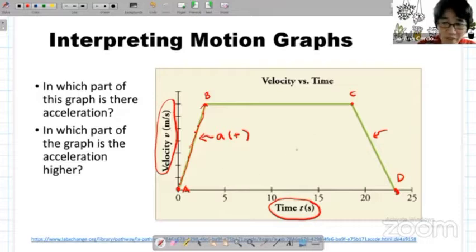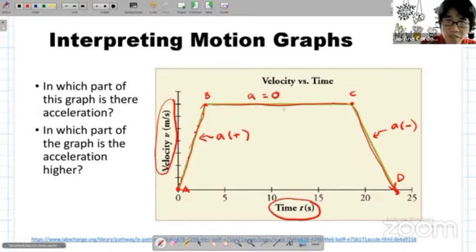So sabi ni Ma'am Sherilyn, nandito na siya sa C and D. So in the case of C and D, what you will notice is that this time the velocity is supposed to be going downward. So therefore, we know that in this case, the acceleration is supposed to be negative. Okay? And then what happens to the B and C? Ano po ang acceleration natin dito? Okay, so the acceleration between points B and C is supposed to be 0.